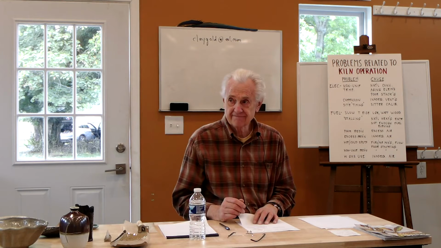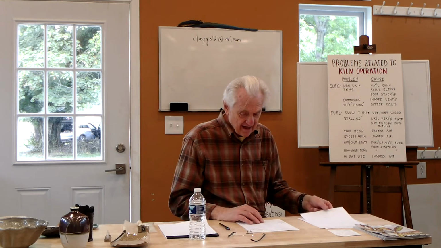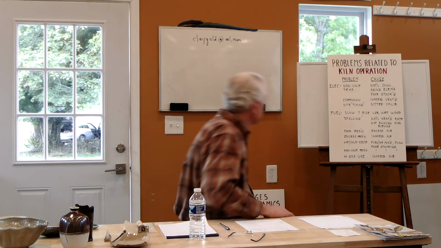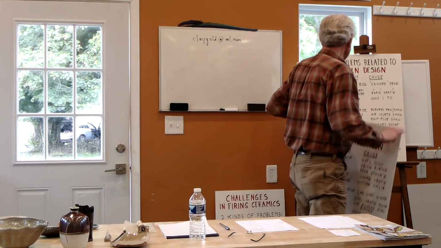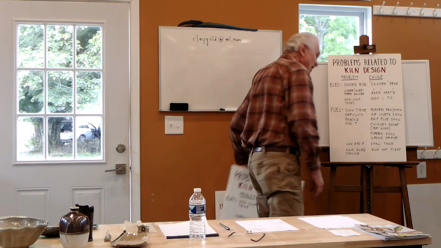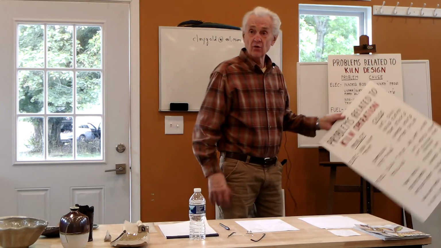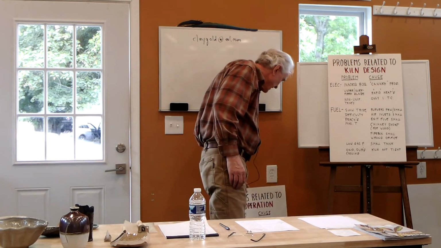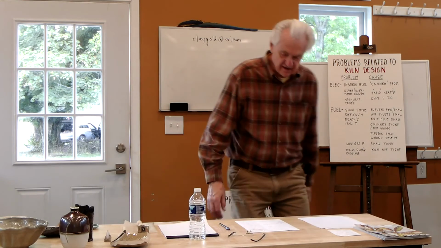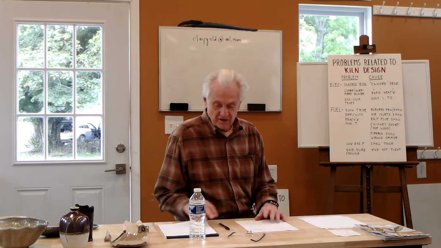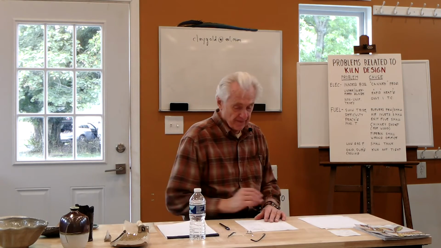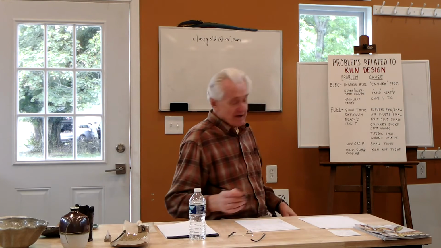Any questions on that? Okay, so let's talk about problems related to kiln design. So this was operation. This is things you're doing while you're actually running the kiln. In some cases, there may be features of the kiln itself that you're fighting against that you may or may not be able to overcome. So let's talk about electric again.